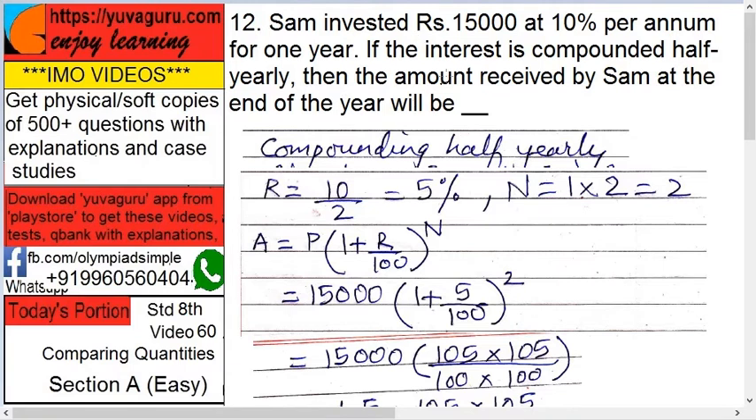Compound interest means what? The formula for compound interest is this: A equals to P into 1 plus R upon 100, the whole raised to N. This is the amount, right? By this you will get the amount. Then when you subtract the principal from this amount, you will get the compound interest. So the question asked over here is only the amount, so only this formula is required: A equals to P into 1 plus R upon 100, the whole raised to N.